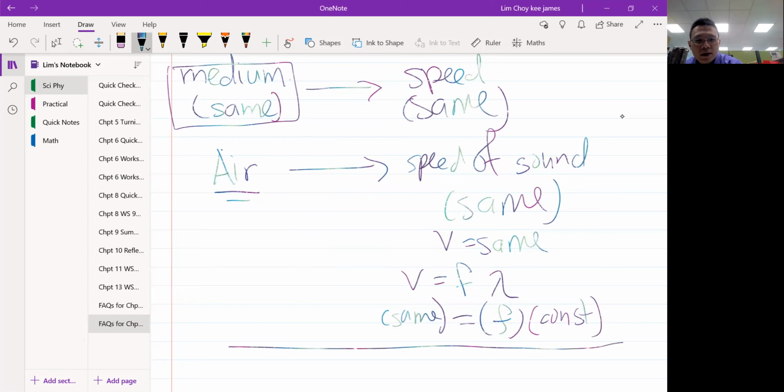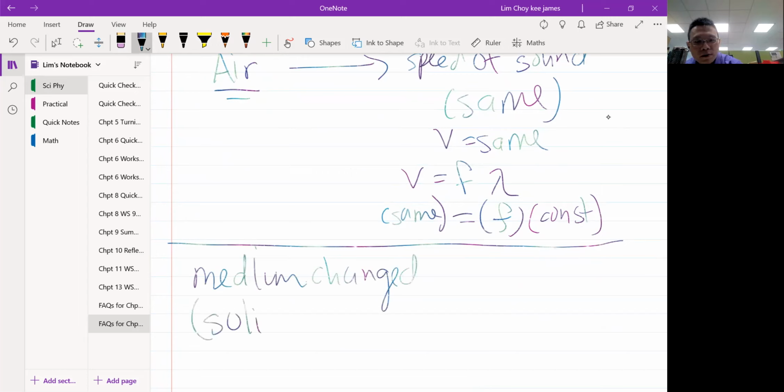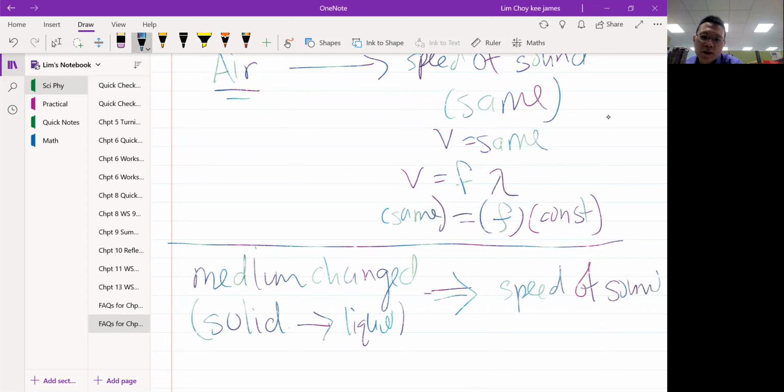So for example, if I say that the medium has changed, let's say from solid I change to liquid. If the question has actually spelled out this particular information, what it tells you as a student is that the speed of the sound actually changes. And this change is something that you're familiar with. Okay, when I go from solid to liquid, the speed of sound actually decreases.